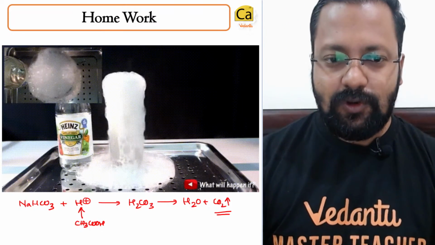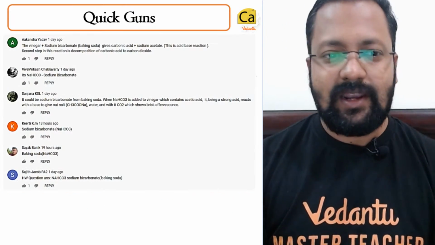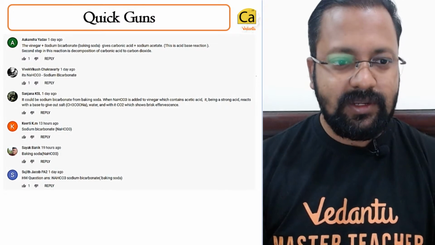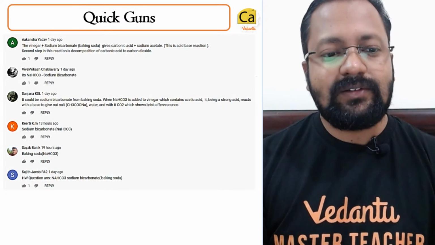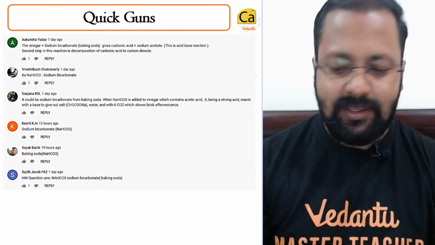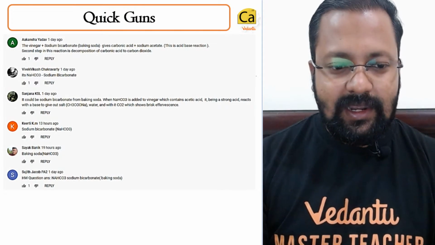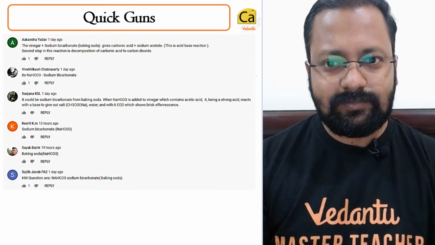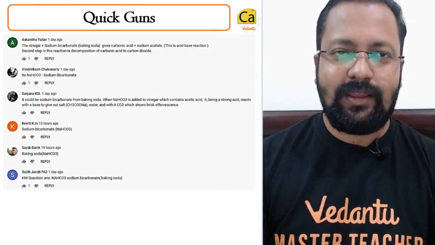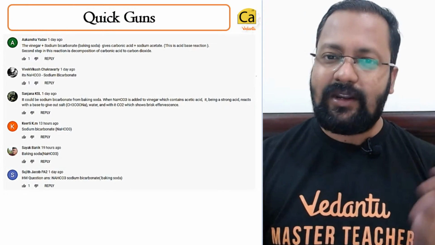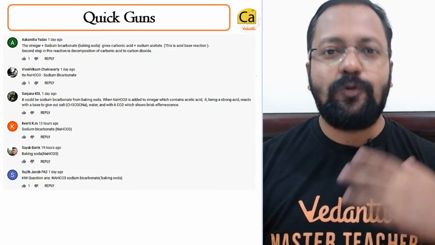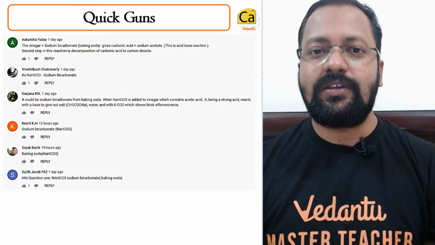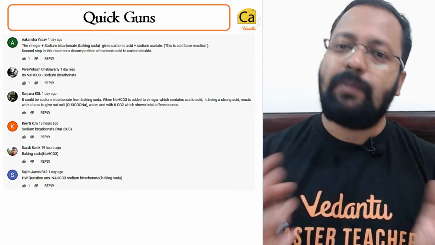Okay, so let's look at people who have answered correctly. Akanksha, Vivek, Vikas, Sanjana, Kirti, Sayak, and Sujit. Very good, guys. You have answered it correctly, and this is good. If you're able to see a reaction and identify what is happening, that starts setting a precedence to understand qualitative analysis in a more systematic manner.